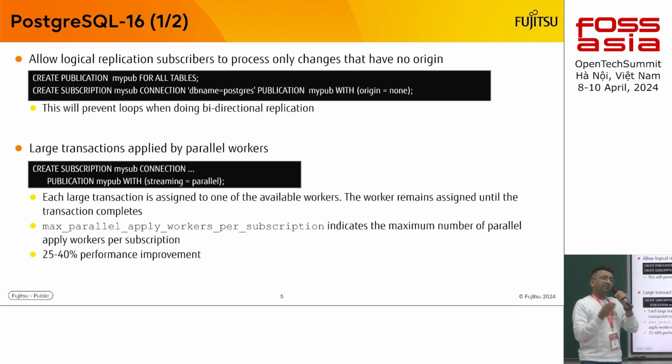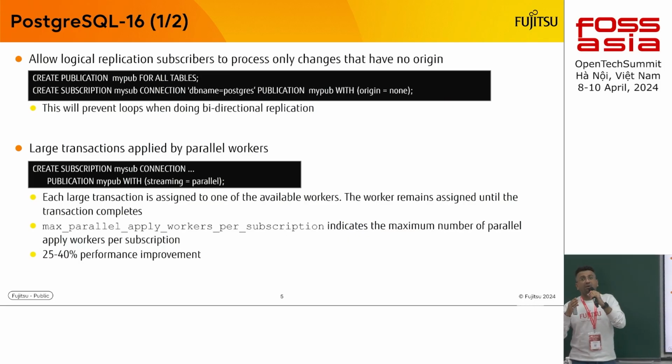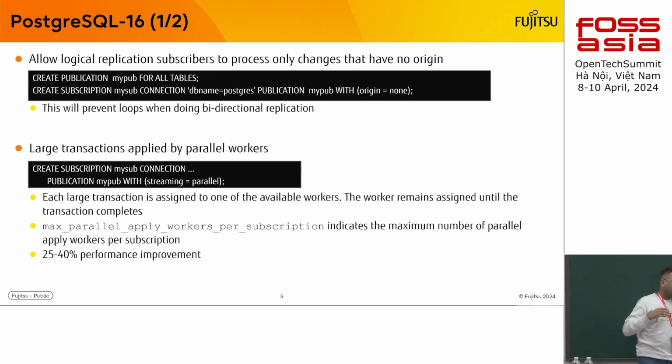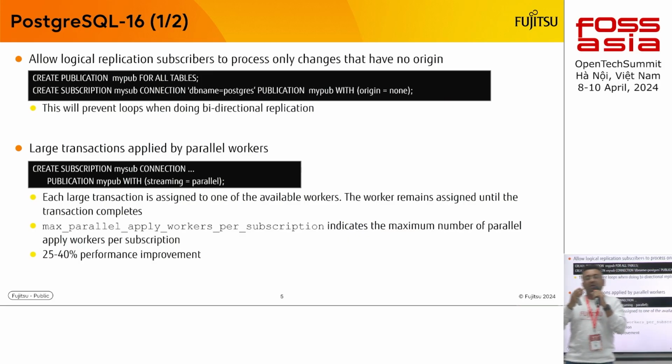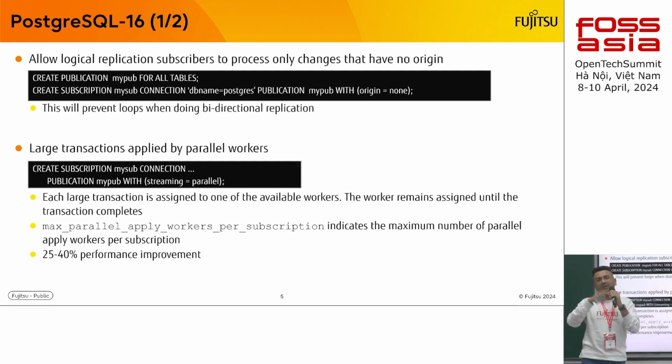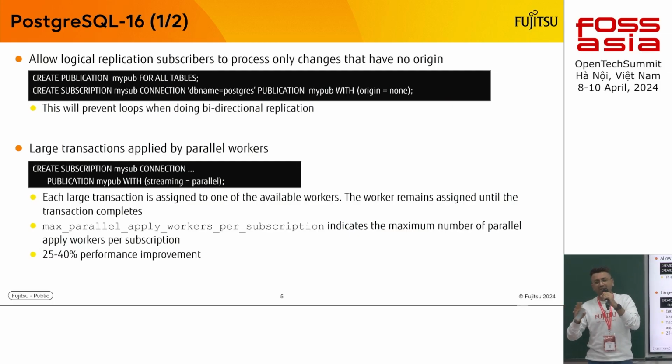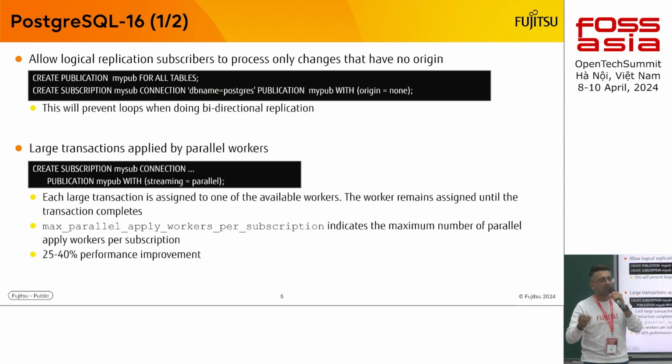If we create the subscription with origin equal to any, the subscriber will request the publisher to send all the data changes irrespective of the origin of that particular data, whether it was created by the replication command or the SQL commands.